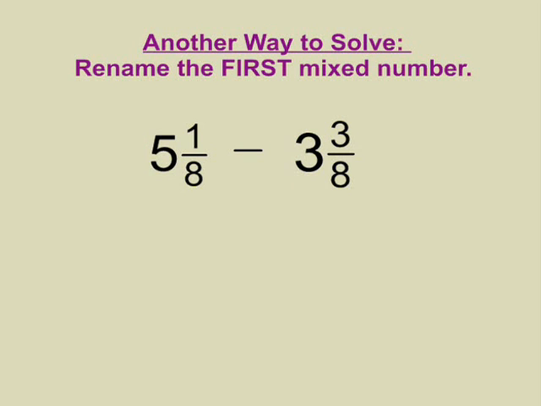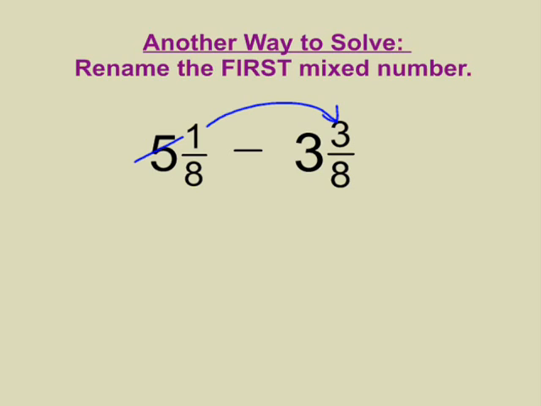There's another way to solve this problem. This one seems a little trickier, but I think that this one will be really useful for us. Let's rename the first mixed number. So I have 5 and 1/8. Here's my problem if I'm trying to subtract this one. 5 and 1/8 minus 3 and 3/8. I cannot subtract 3 from 1. So that's why I'm having a problem, and I have to regroup and I have to rename the first mixed number. So let's take a look at this first one here.